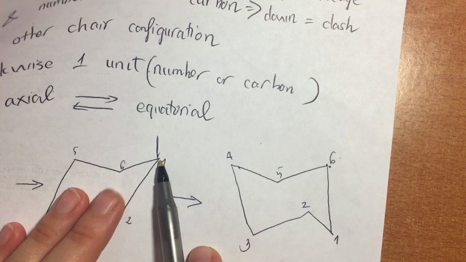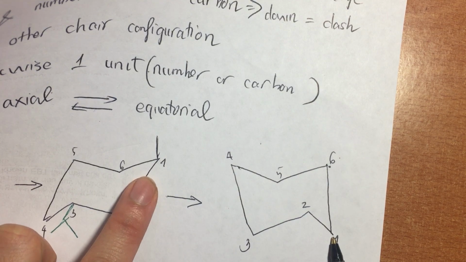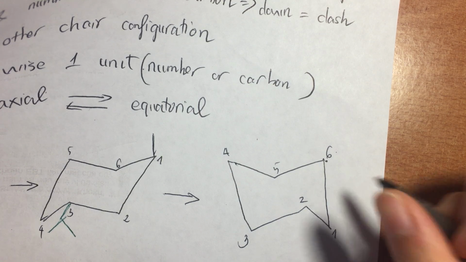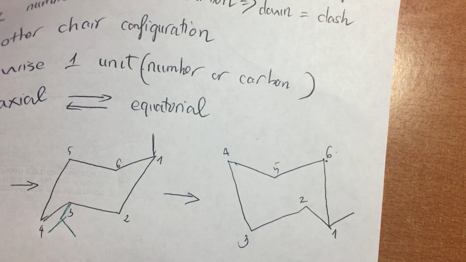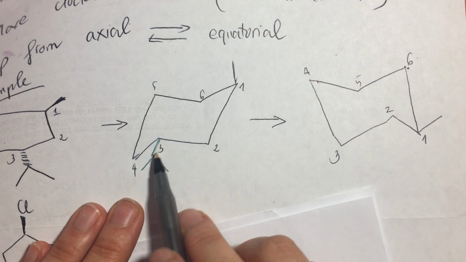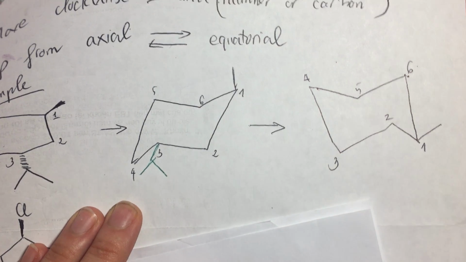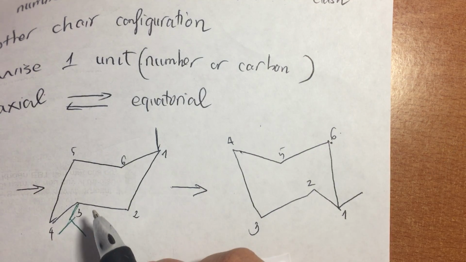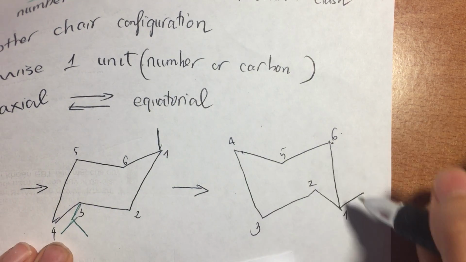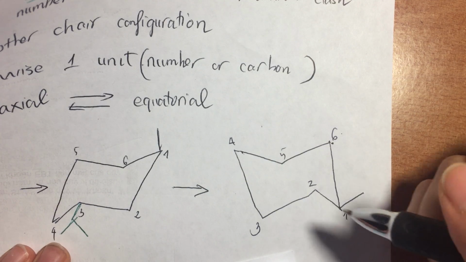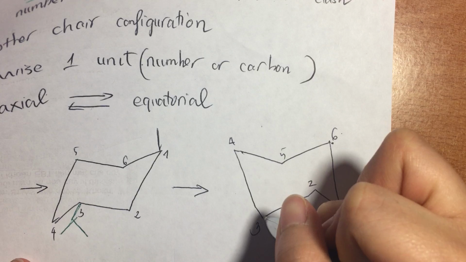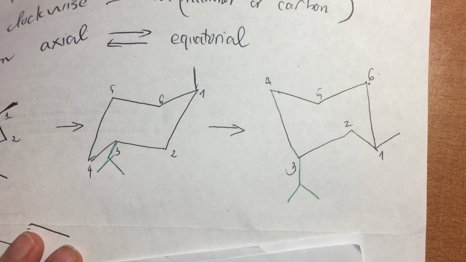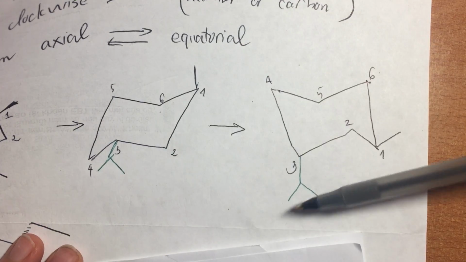If I have a number 1 as axial, now at number 1 it should be equatorial, so it should look like this. And at number 3, I have this instead equatorial, now it should be axial. So if I have it axial, it should look like this at this point. So this is my second chair configuration.